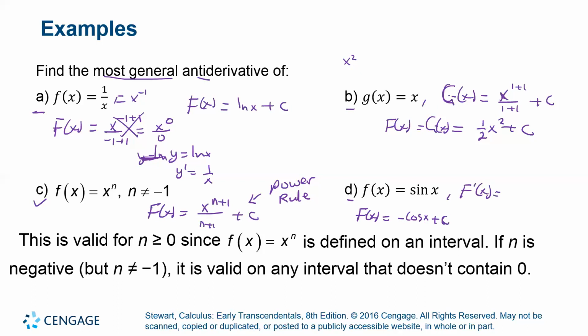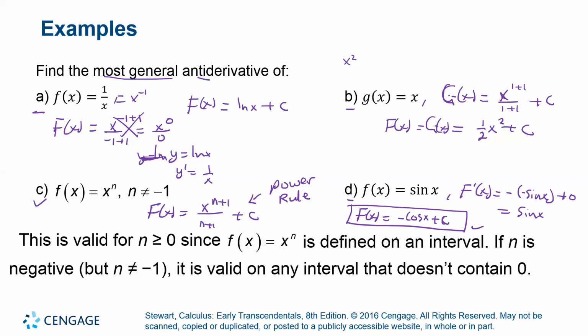The derivative of this is minus, if I differentiate cosine, I get negative sine. Then if I differentiate the constant, I get 0. So negative times negative sine gives me sine x. Therefore the antiderivative of sine x is negative cosine x plus c. That's the most general antiderivative of that.